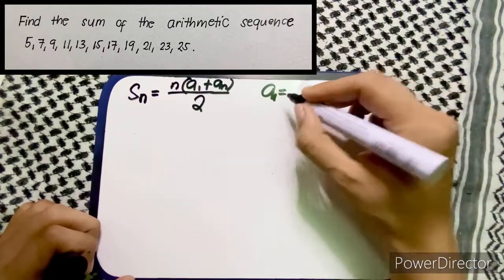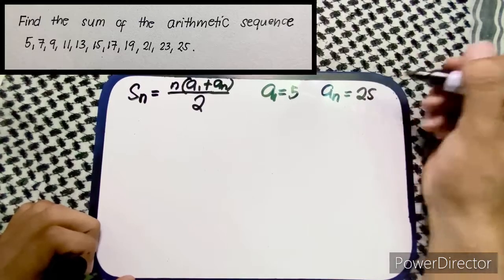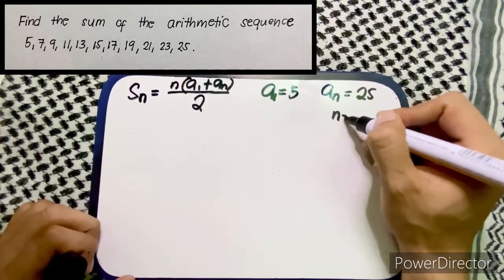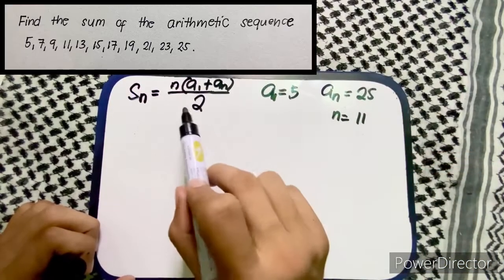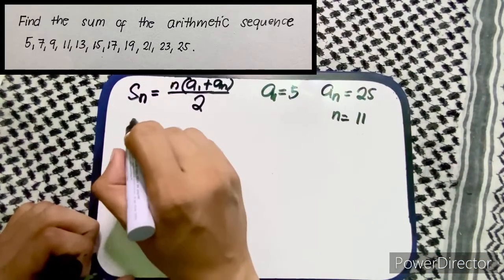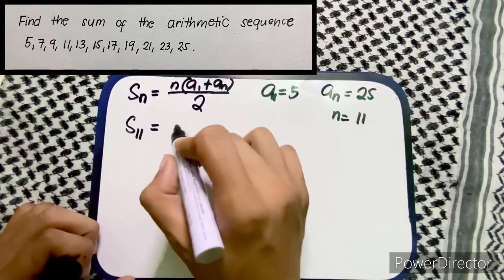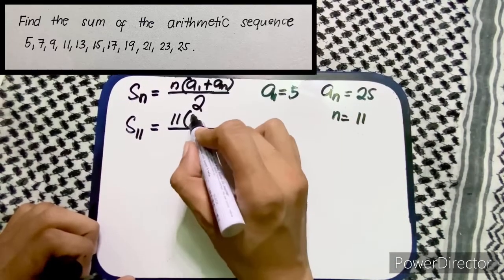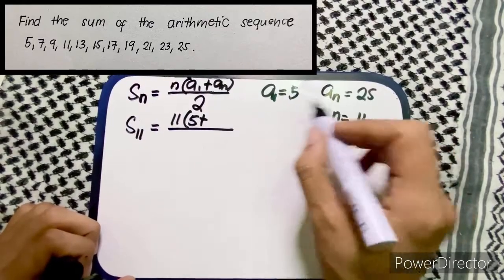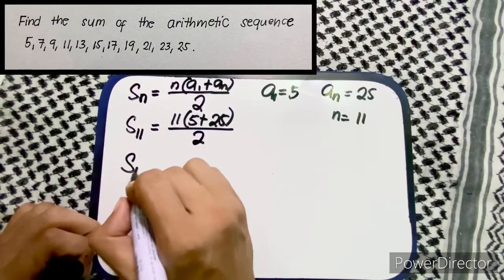So a sub 1, or the first term, is 5, and a sub n, or the last term, is 25, and this n here is equal to the number of terms, so you will count the number of terms. We have 11 terms, so these three values will be substituted into this equation. Since n equals 11, this will be S sub 11, or the sum of the 11 terms, equals 11 times the quantity of a sub 1, which is 5, plus a sub n, which is 25, over 2.